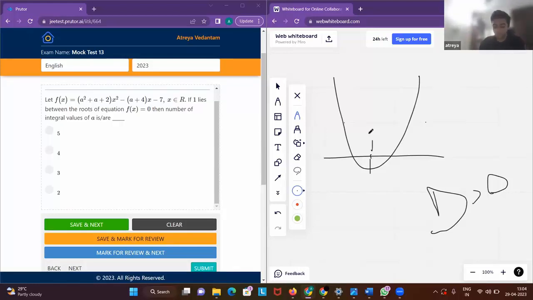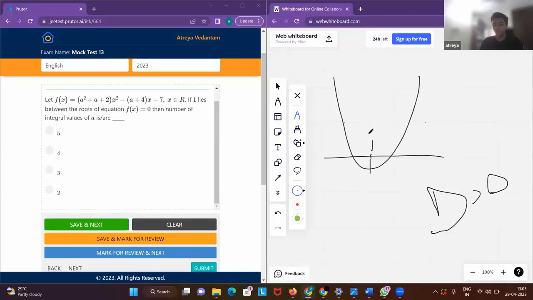So in other words, (a squared plus a plus 2) the whole times f of 1. F of 1 is, if you just substitute 1, you see that a squared plus a plus 2 minus a minus 4 minus 7. So a cancels. 2 minus 4 is minus 2, minus 7 is minus 9. A squared minus 9 is basically f of 1.